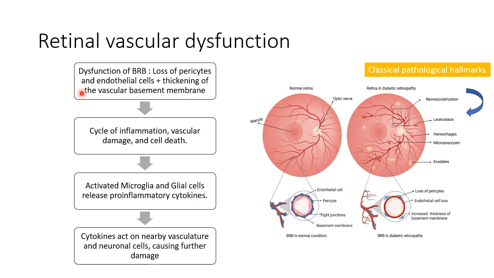Dysfunction of inner blood retinal barrier. This in turn starts a cycle of inflammation, damage, and cellular death, which in turn activates microglia and glial cells. These are the phagocytic cells present in neuronal tissue. These cells release the pro-inflammatory cytokines. These cytokines again act on all nearby vasculature and neuronal cells, causing further damage, and the cycle propagates.